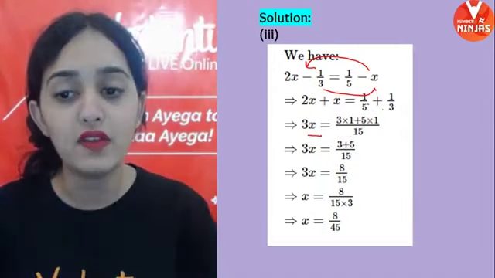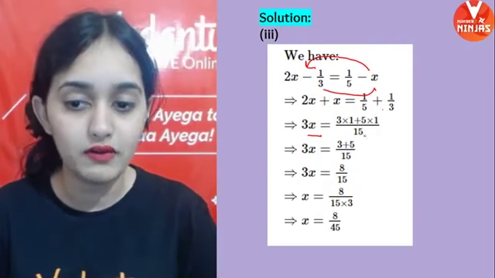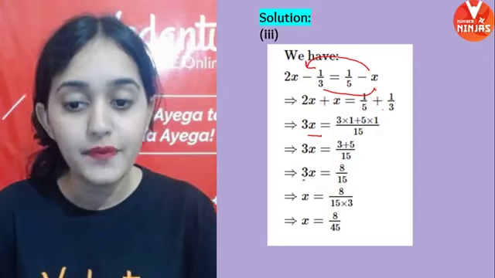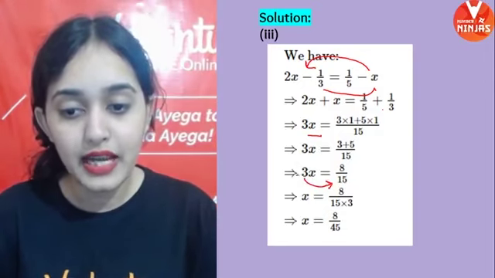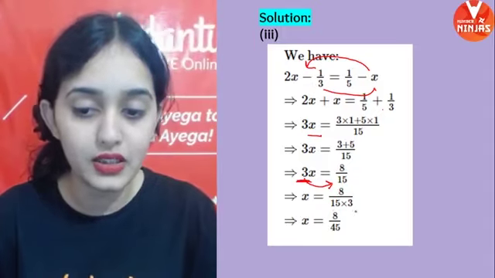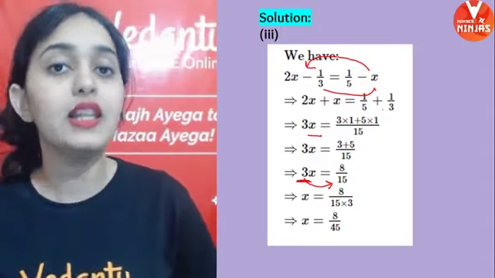So hence 1 will become 3 and this one will become 5. 3 plus 5 divided by 15, that is 8 by 15. Now this 3 will come to this side. Since it is a numerator, it will go to the denominator. So 8 by 15 into 3, 8 by 45.